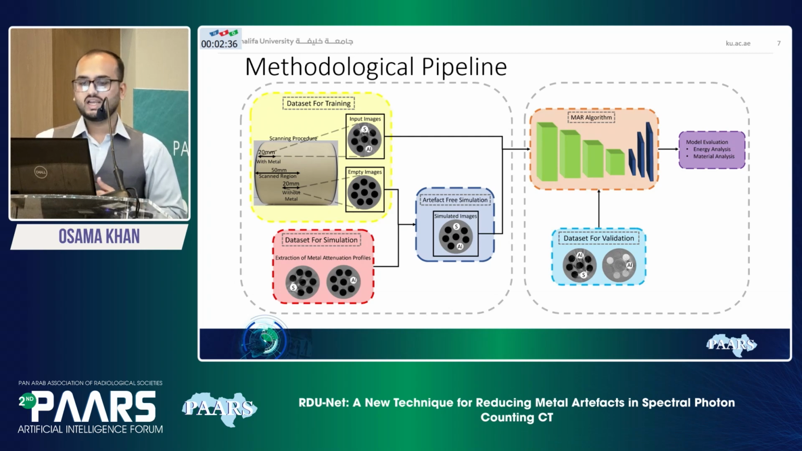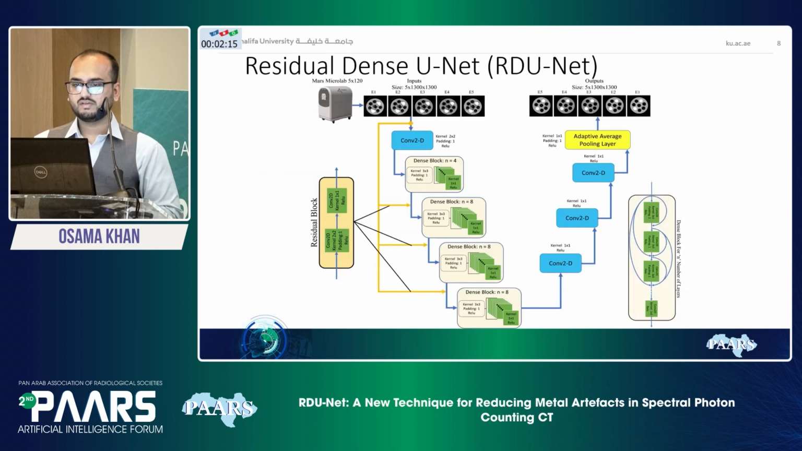Then we used the empty images from the training data sets and the values extracted from the simulation data set in order to simulate a data set that we used as ground truth for our AI model. These input images and simulated images were fed into an algorithm, which in our case is an RDU-Net model, and the results were evaluated using the validation data set.